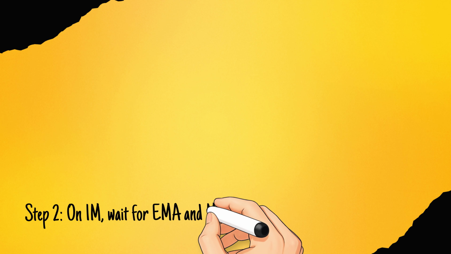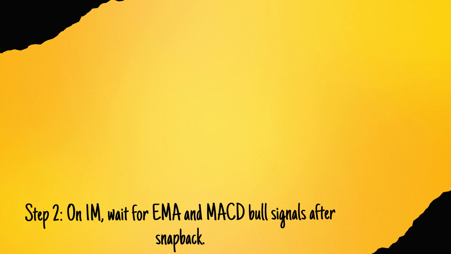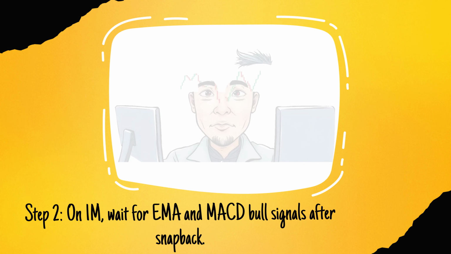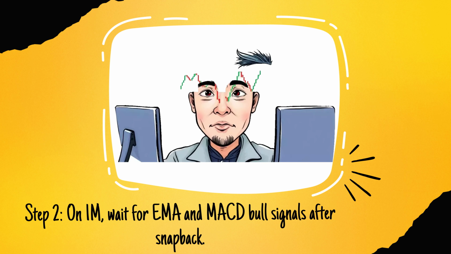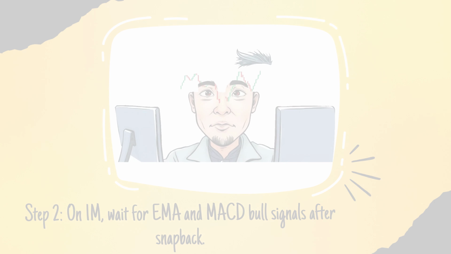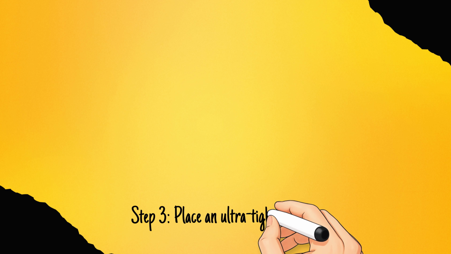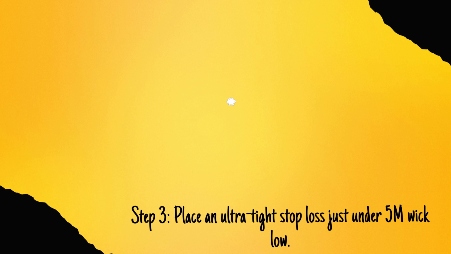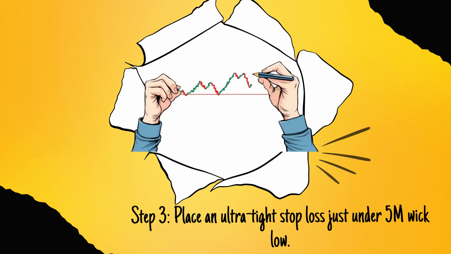Step 2, 1-minute entry. Zoom to the 1-minute chart. Wait for the 9 EMA to cross above the 21 EMA and the MACD to cross bullishly right after the snapback. Step 3, risk management. Your stop loss is ultra tight. Place it just below the lowest point of the 5-minute wick.